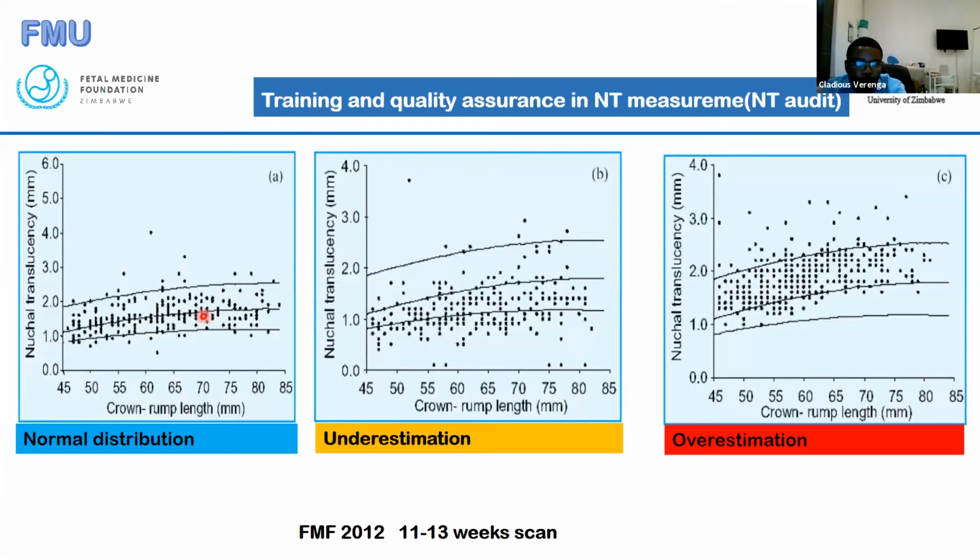This is just to show you how quality assurance works. You can do quality assurance on your own by checking how your nuchal translucency measurements are distributed. This is the normal distribution you see there. And this is when you are underestimating the nuchal translucency. If you do your 100 nuchal translucency scans and plot them on the graph, most of them will be distributed below the normal limit there. Then if you are overestimating, this is how your figures will be distributed. This is a soft audit you can also do on your own.